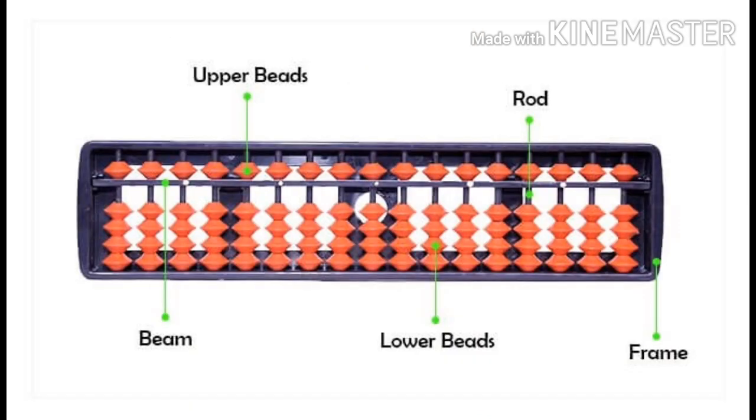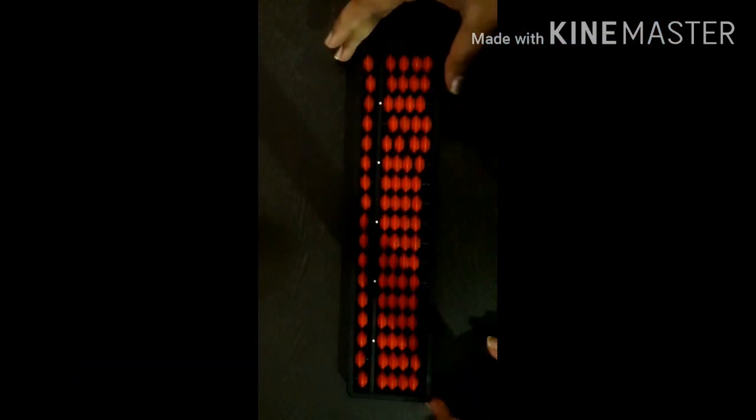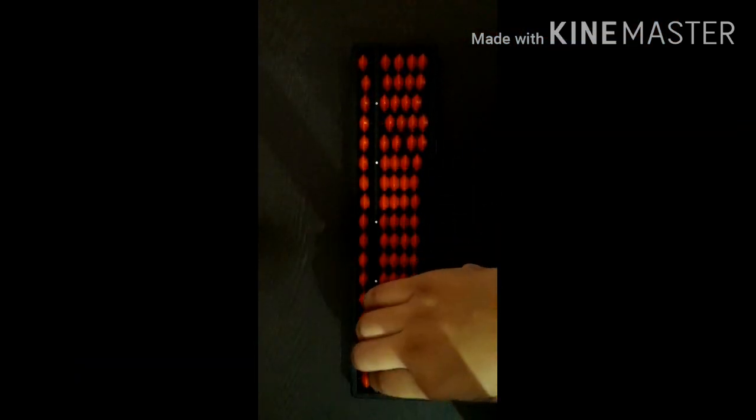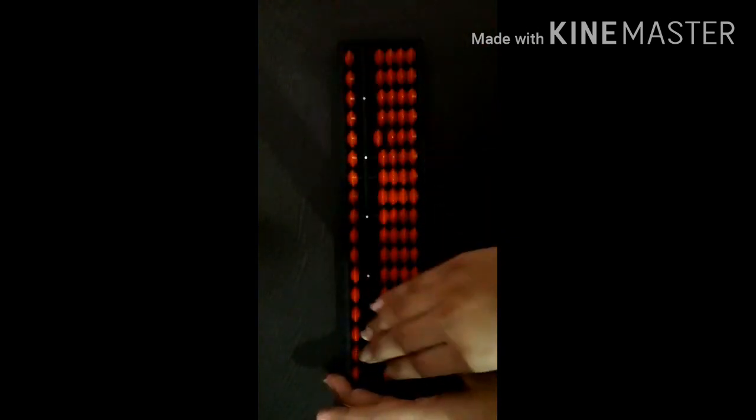In the previous video, we studied the parts of the abacus: frame, lower beads, upper beads, rod and beam. Today, we will do a quick revision of the previous things. As students, you can see the abacus tool in front of me. First of all, we have studied how to set your abacus: upper beads up and lower beads down, and you can do it like this also.